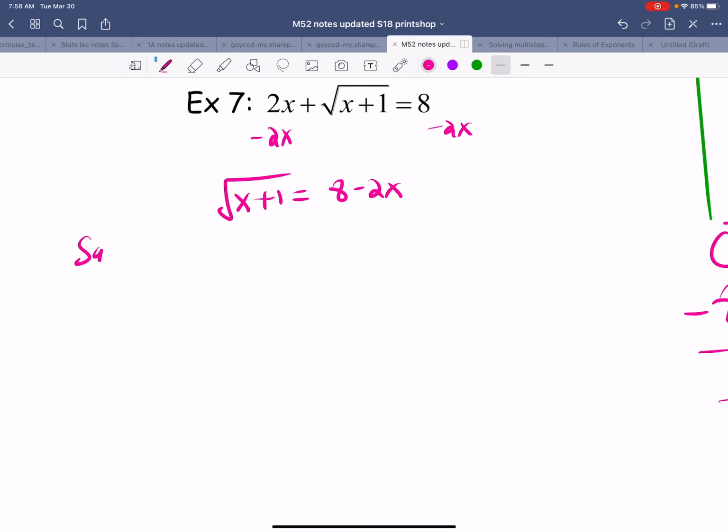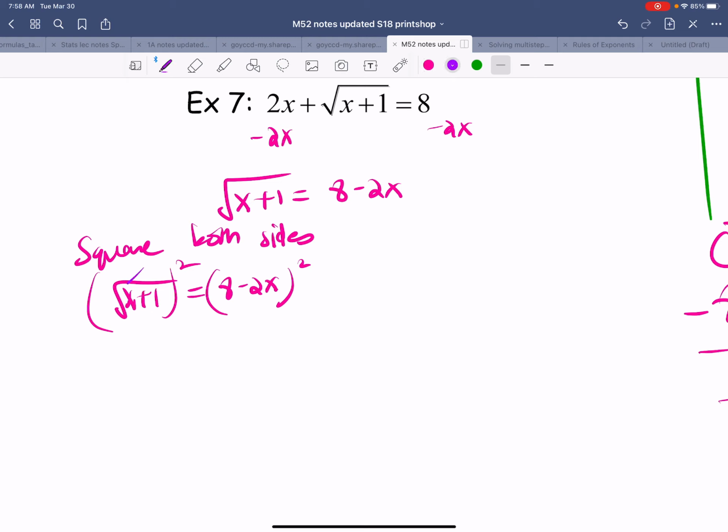Once the radical is isolated, I'm going to go ahead and square both sides. So square root of x plus 1 equals 8 minus 2x. Square both sides. Okay, square root and square is gone. x plus 1 equals 8 minus 2x squared. Don't forget to FOIL it properly. A lot of students make a mistake at this step because they say this is 64 minus 4x squared, which is not correct. So make sure you FOIL correctly, which is going to be 64 minus 32x plus 4x squared.